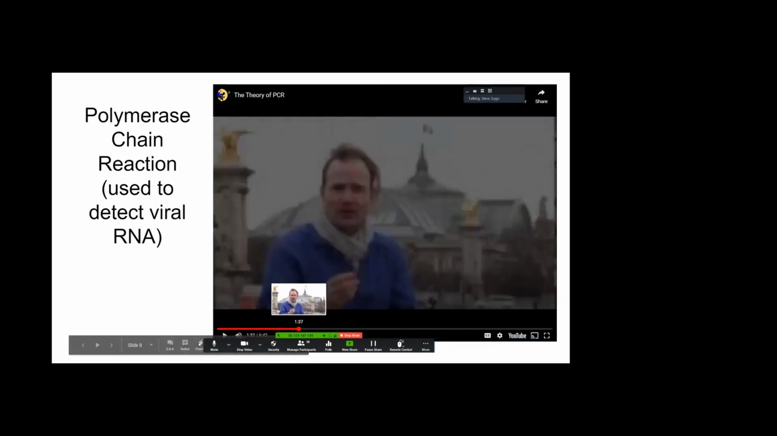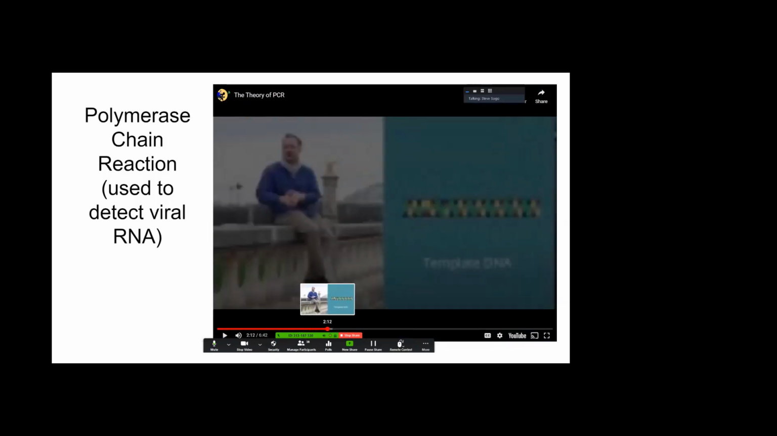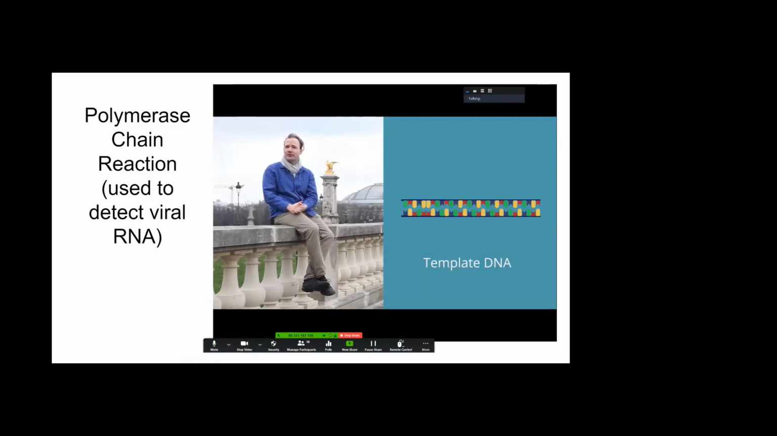Hold that up. So the template for this reaction is going to be the virus. And you can see the slide here is saying template DNA, and that's where you need reverse transcriptase to turn the viral RNA into DNA that humans are really good at dealing with. But that's the virus. We need very little DNA to kickstart the reaction. Even literally one molecule can be enough.